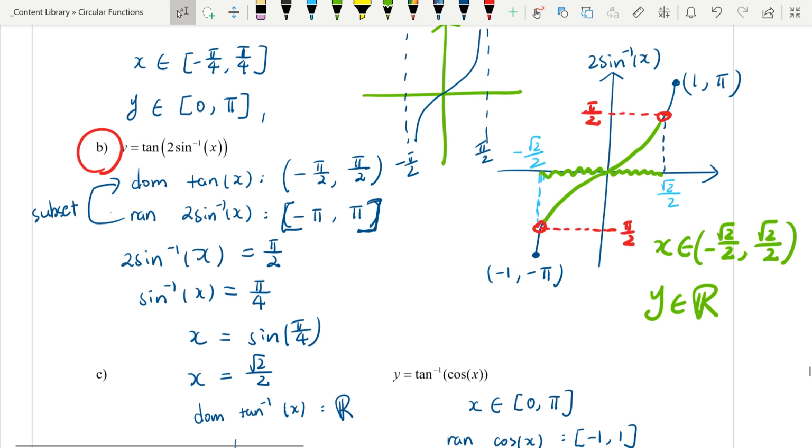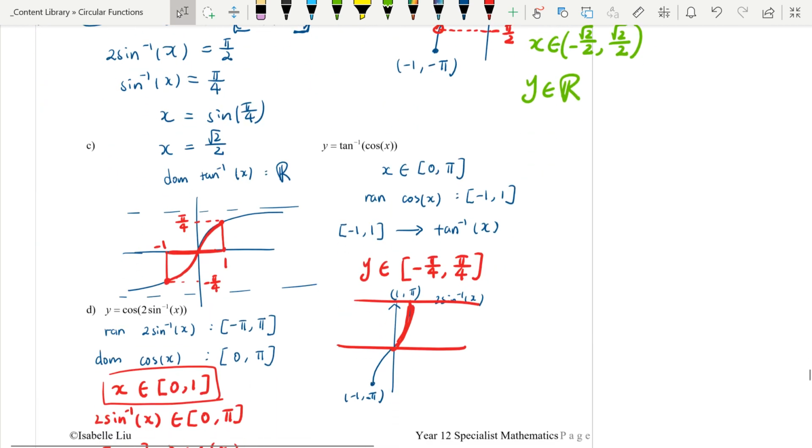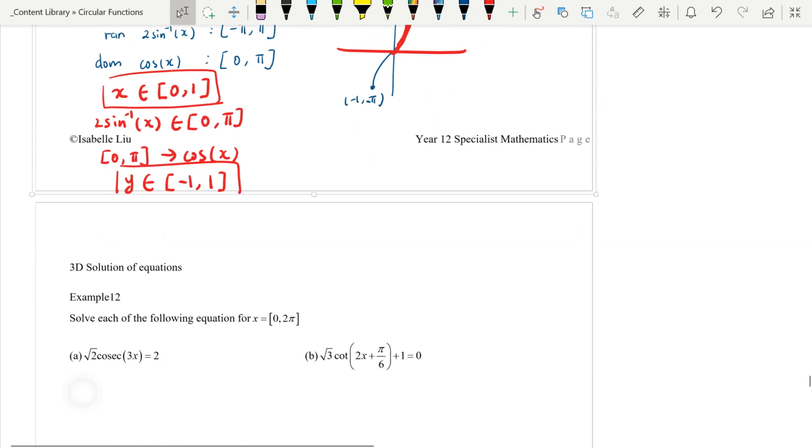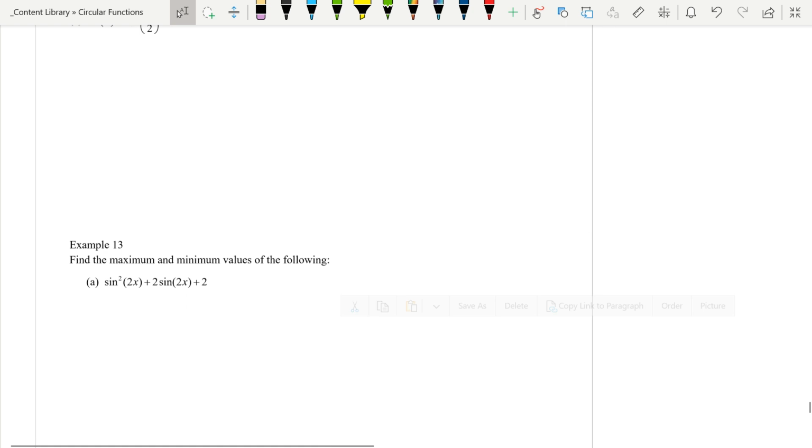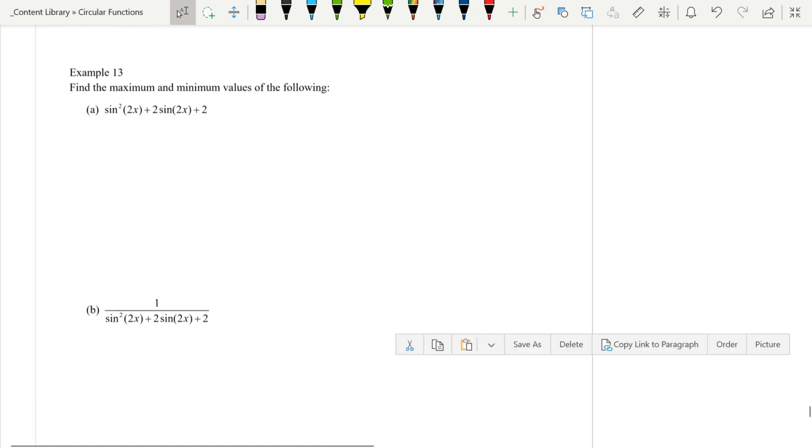Any other questions? If not, let's have a look at the last page first. I'll talk about example 13 first, and then go back to the solving.